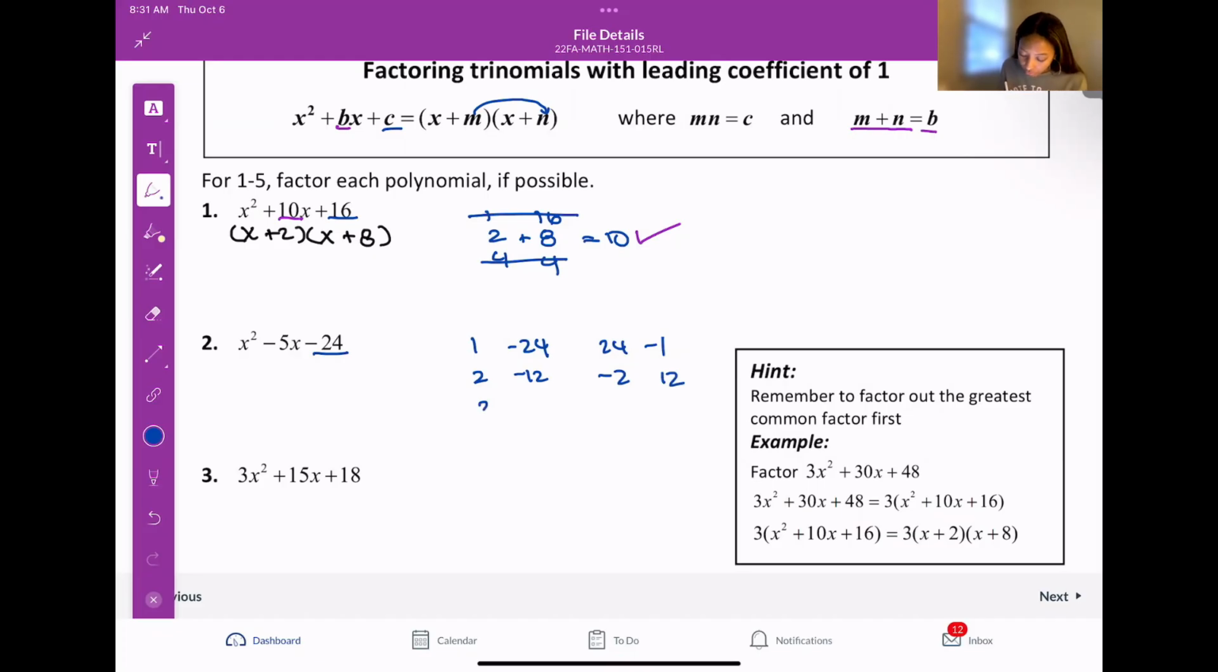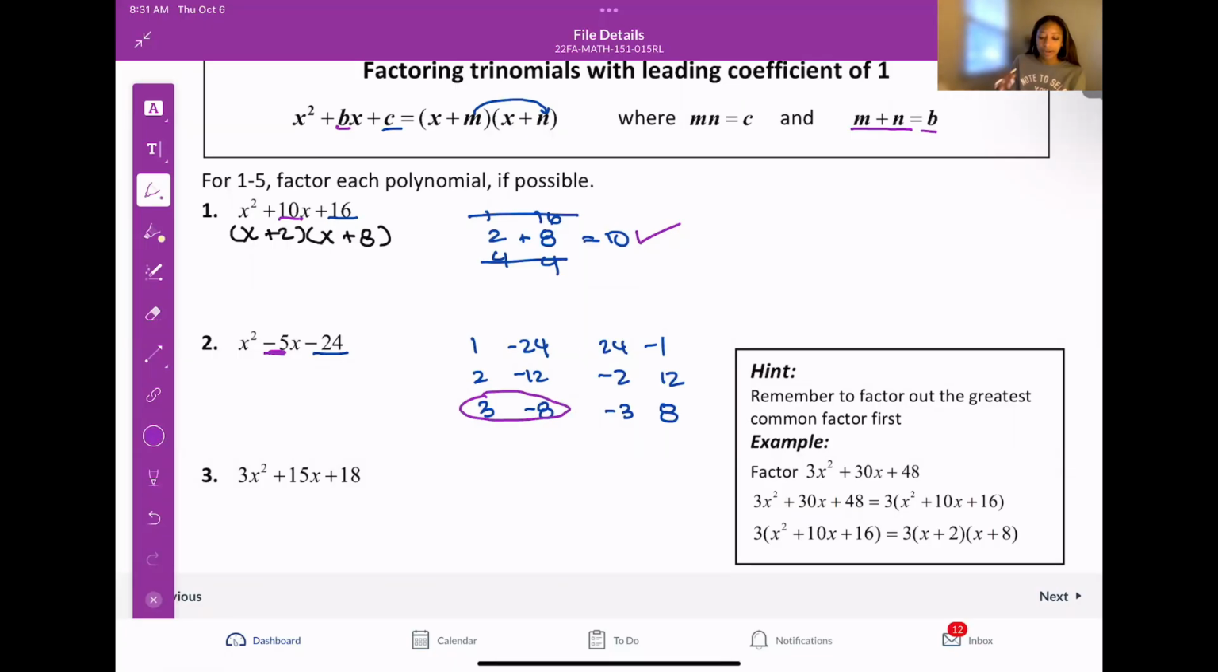Then we have 3 and negative 8, or negative 8 and 3. Aha, these might work. Sorry, you guys, I keep doing the same thing, switching the order, but not the signs. 3 and negative 8, or negative 3 and positive 8. 3 and negative 8 give us negative 5 when we add them together. Negative 3 and 8 would give us a positive 5. What do we want? We want a negative 5. So these 2 factors work.